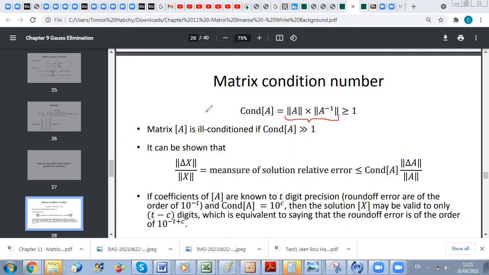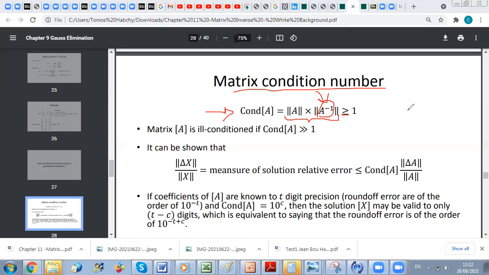So first, to calculate condition of A, I should find A minus 1. So as we said, the inverse of a matrix is very important in calculating the condition number. Because before being able to calculate the condition number, I should find the inverse of matrix A. And then I say that the condition of A is the norm of A times the norm of A minus 1. And it will be minimum, it will be equal to 1. If it's equal to 1, this means that it's a very extremely well-conditioned matrix. Okay, and this is the ideal possible scenario.